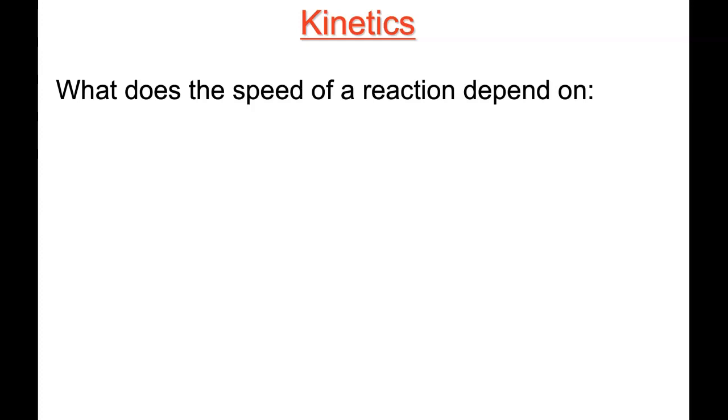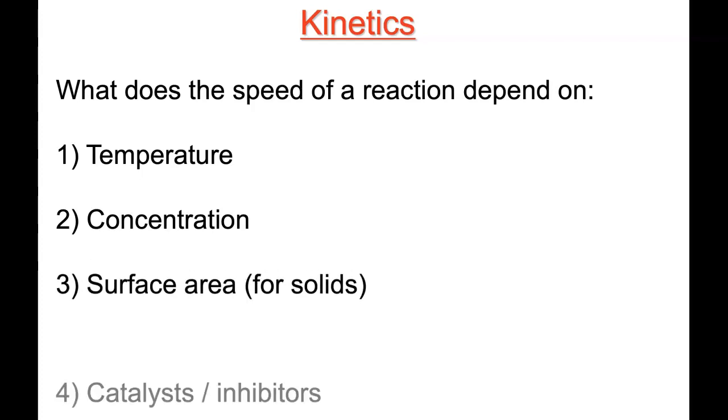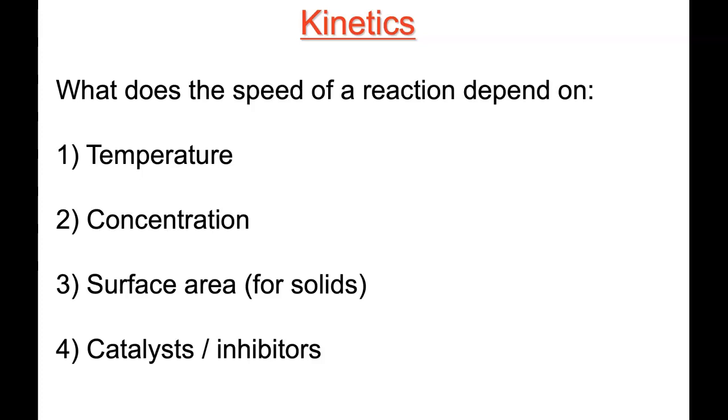What would they be? Temperature is usually the first one that comes to mind. Concentration, surface area, and catalysts or inhibitors. Those catalysts or inhibitors put the reactants together in the correct orientation so the reactants can make products.